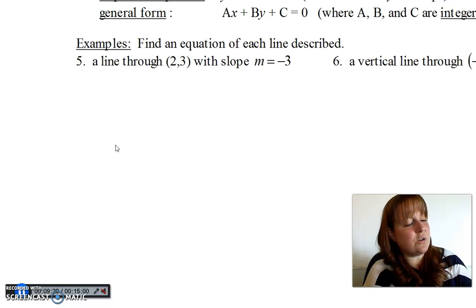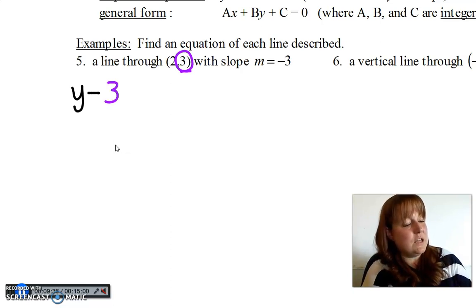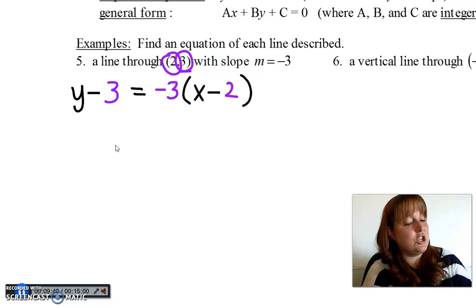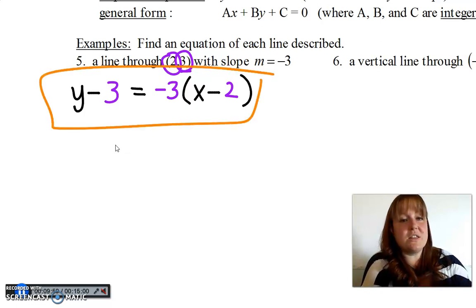That's so easy. Okay, so y minus y1, which is the y coordinate of the point we're given, equals m, which is the slope, -3, times x minus x1, which is the x coordinate we're given, which is 2. You're done. You don't have to do anything else. None of this changing it into standard, none of it changing into slope-intercept. You're done. That's the equation of the line.